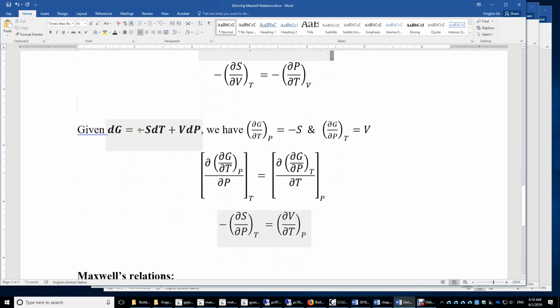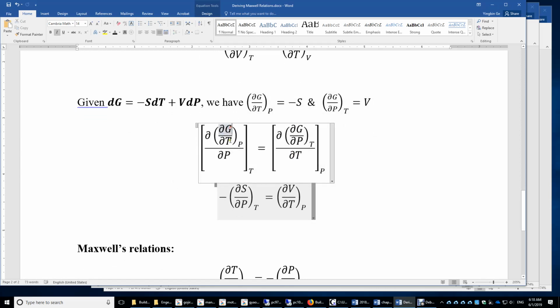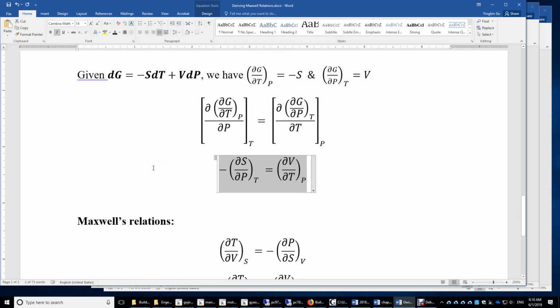Given dG equals negative SdT plus VdP, we know dG over dT is negative S, and dG over dP is positive volume. And also pay attention to the condition. Constant pressure here, constant temperature here. G is a state function, so we can again use this calculus rule and plug in dG over dT at constant pressure is negative S, and dG over dP at a constant temperature is volume. So we have our fourth Maxwell relation.